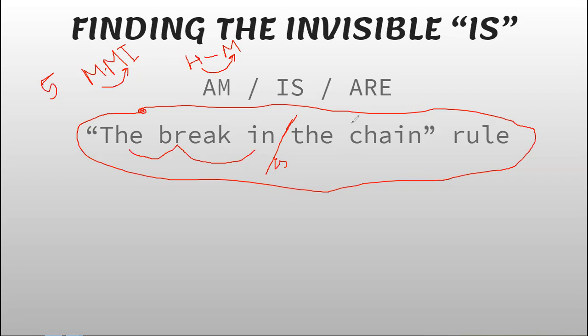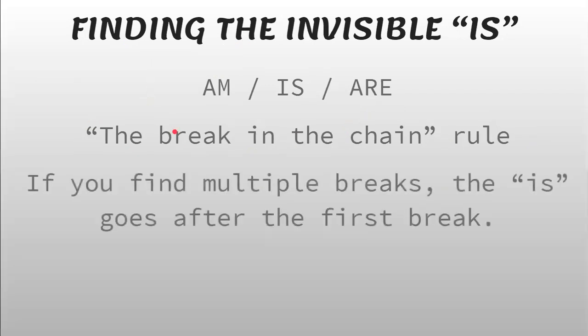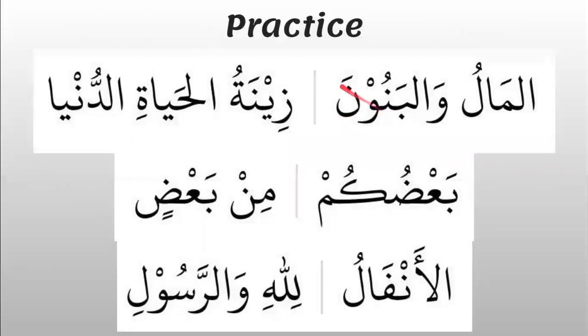And if you find multiple breaks in a chain, then only in the first break there will be an "is." In the later parts there is no "is." If you see the example, then you will understand it better.